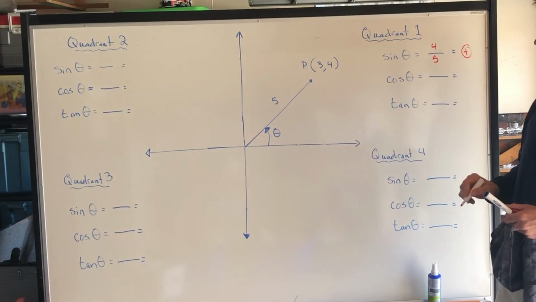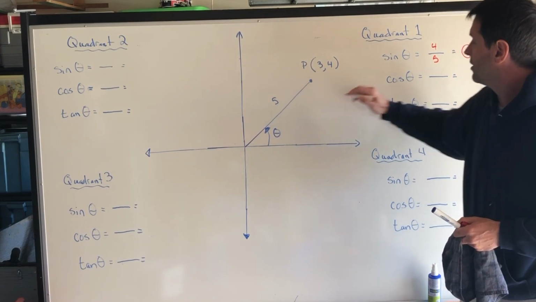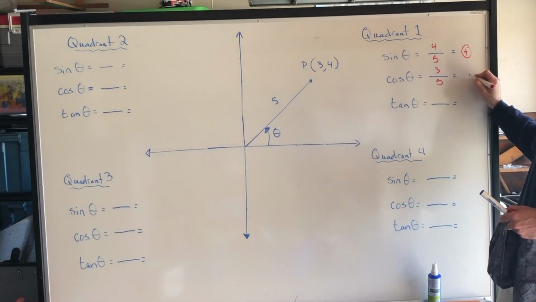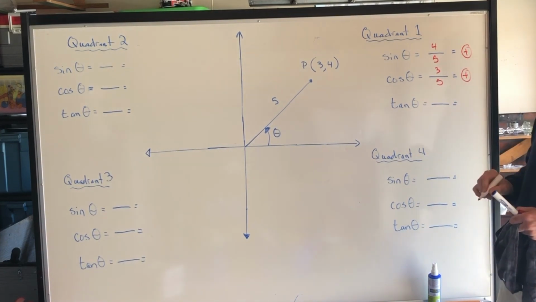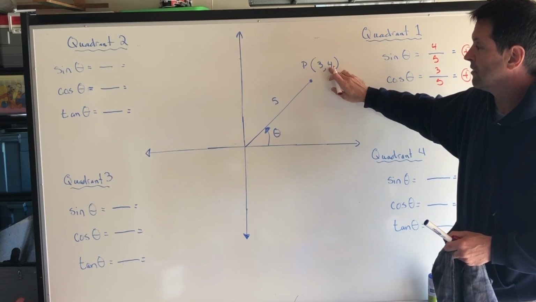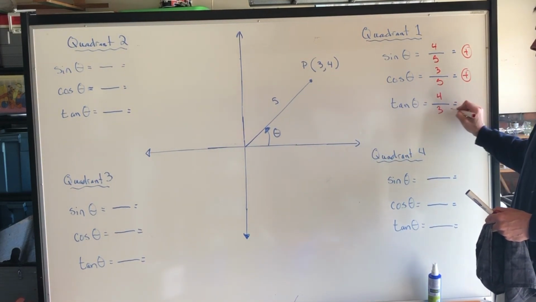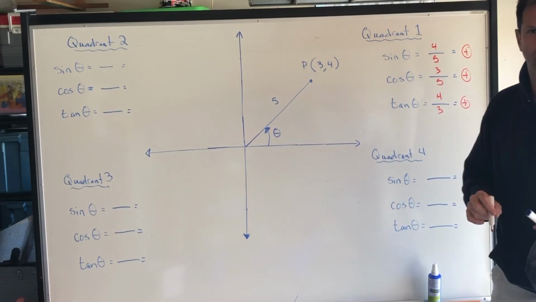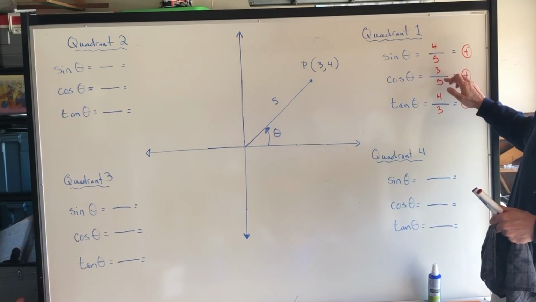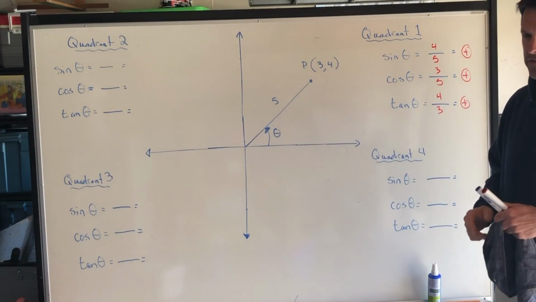The cosine value, that's the x coordinate of point P over R. 3 over 5. Positive 3 divided by positive 5, the cosine value is going to be positive. And the tangent value, that's the y coordinate of point P over the x coordinate of point P. Positive 4 over positive 3, that's positive. When the terminal arm is in quadrant 1, the sine, cosine, and tangent values for the angle in standard position are all going to be positive.